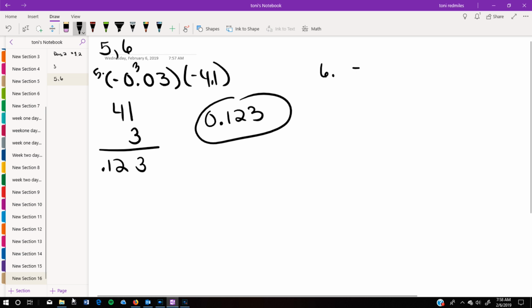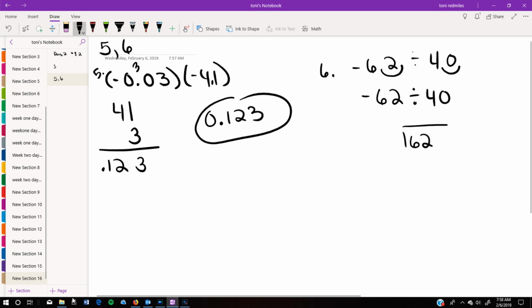In number 6, I have negative 6.2 divided by 4. Okay, I got to make them both a whole number. All right, so I move that one place, got to move this one place, fill in with a 0. So this is what I have. Now, I don't have to worry about those negatives right yet. I'll worry about them at the end, but the first number goes inside the division hat, and the second number goes on the outside. So 40 can go into 62 one time.